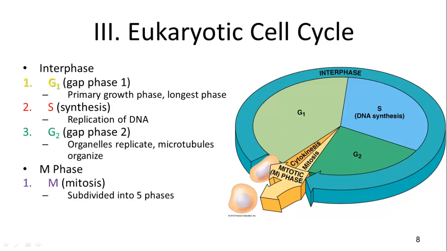The first step in mitotic phase is mitosis, which is then subdivided into 5 phases, which we'll talk about. And then cytokinesis is the actual separation of the two new cells.